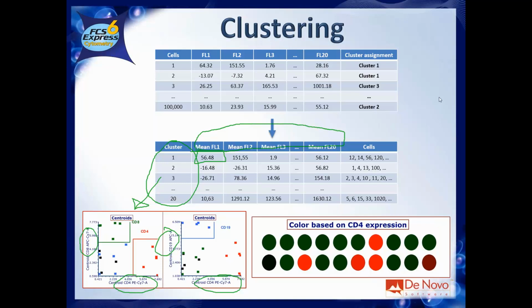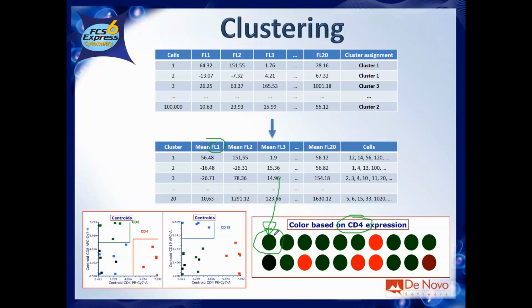Another way to have a look at clusters is to represent each of them in a graphical way, like a well of a multi-well plate, and then to color each cluster based on a given statistic. For example, this is the mean of CD4 expression. Maybe let's say that this is FL1. So red means CD4 positive cells, green means CD4 negative cells.